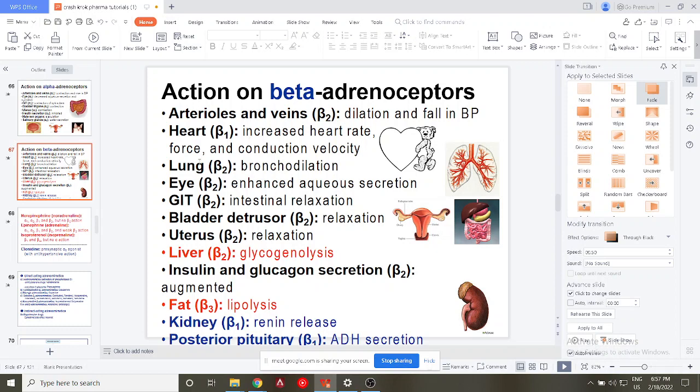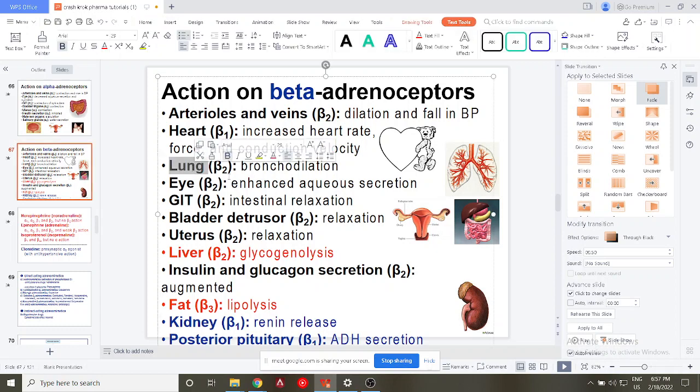Then beta 2 is located in the lungs. So take note, this is used for treatment of asthma patients. When asthma patients are having an asthmatic attack, there's bronchoconstriction. This means there's narrowing of the bronchi, so it's difficult for them to breathe. So when you give a drug that acts on beta 2 receptors, it's going to cause bronchodilation.